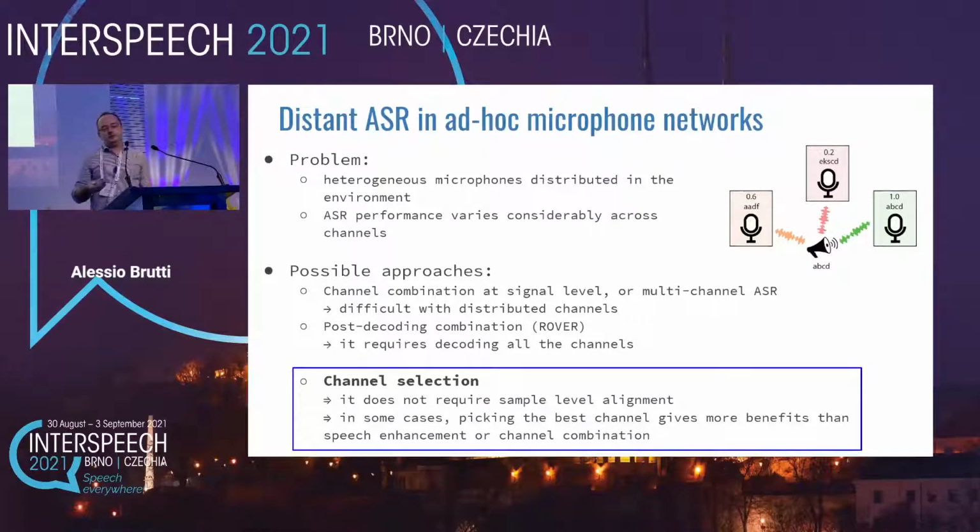So in this work, we tried to check if it was possible to select one of the microphones, the most suitable one, and use only that one for speech recognition. This is interesting because, of course, it doesn't need signal alignment at the sample level. It is rather cheap from a computational point of view, and we also observed experimentally, and I think something similar was observed in the first paper today, that if you are able to pick the best microphone, you actually get more benefits than doing speech enhancement and combining the signals.